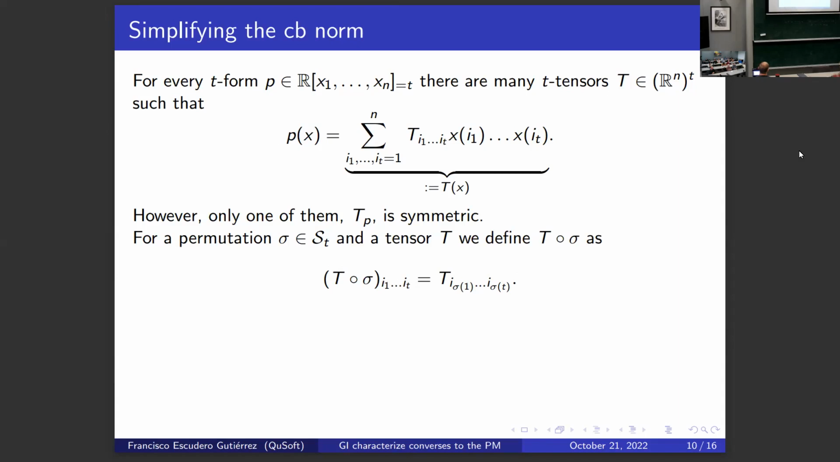Okay, so I'm going to define the permuted version of a tensor. If you have a permutation of T elements and you have a T tensor, then you can define the permuted version of the tensor as the tensor that also has T entries and has the same entries as the original one, but now permuted according to the permutation. So TP is going to be special because it's going to be symmetric, which means that TP is going to be invariant under the permutations. And there is only one T that is associated to P and is symmetric. So one more notational thing.